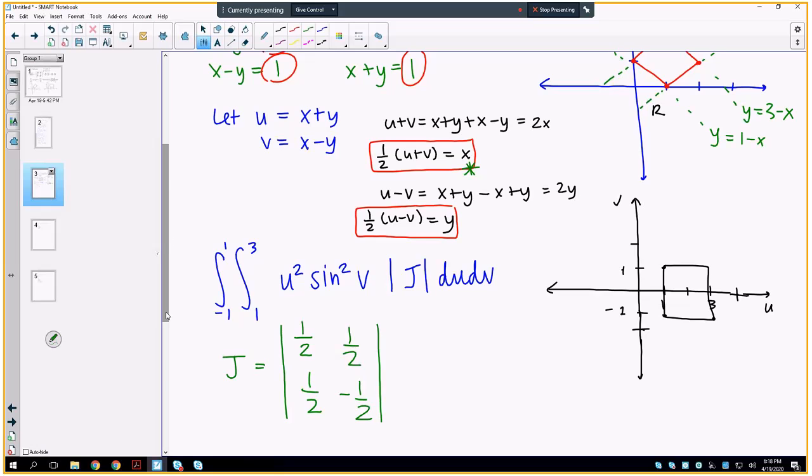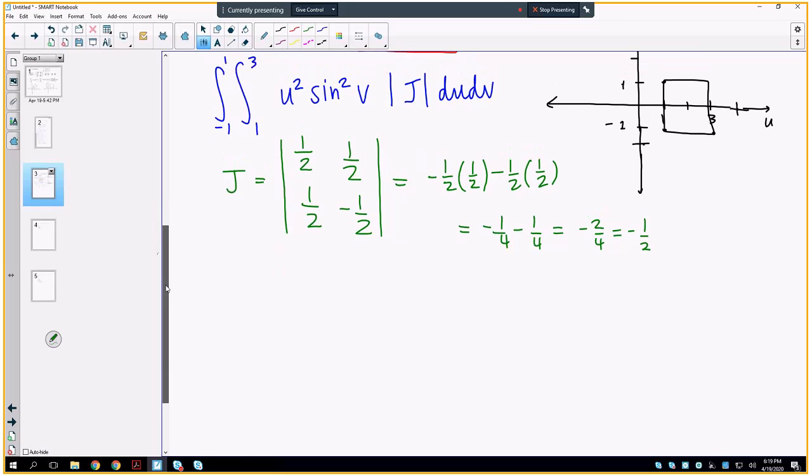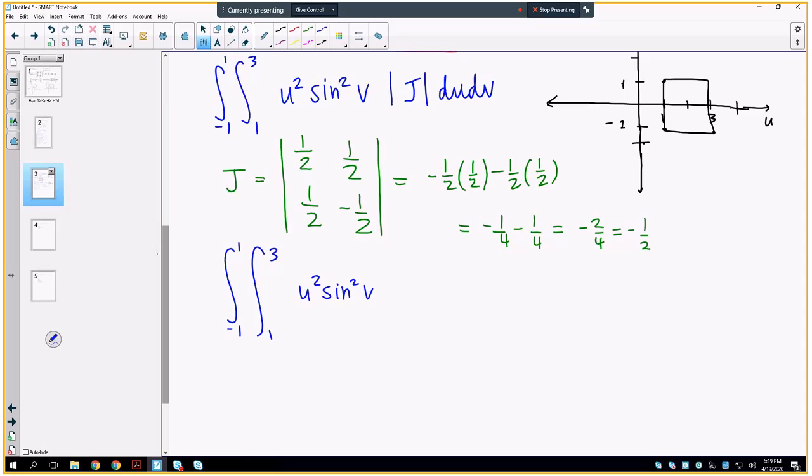So I'll find the determinant of this matrix, which should be minus 1/2 times 1/2, minus 1/2 times 1/2. That's minus 1/4 minus 1/4, minus 2/4, which is minus 1/2. So the absolute value of that is positive 1/2. So finally, the integral I want to find out is the integral from -1 to 1, the integral from 1 to 3, of u squared sine squared v times 1/2 du dv.